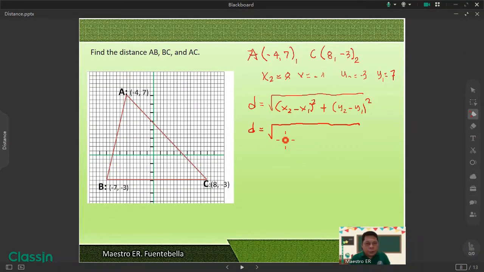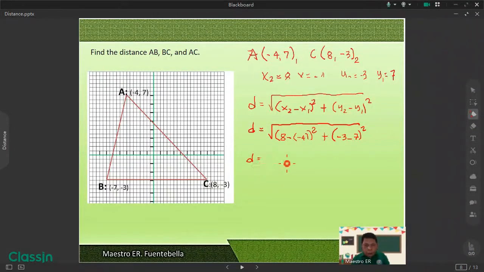x sub 2 is 8. So 8 minus -4 squared plus y sub 2 is -3 minus y sub 1 is 7 quantity squared.